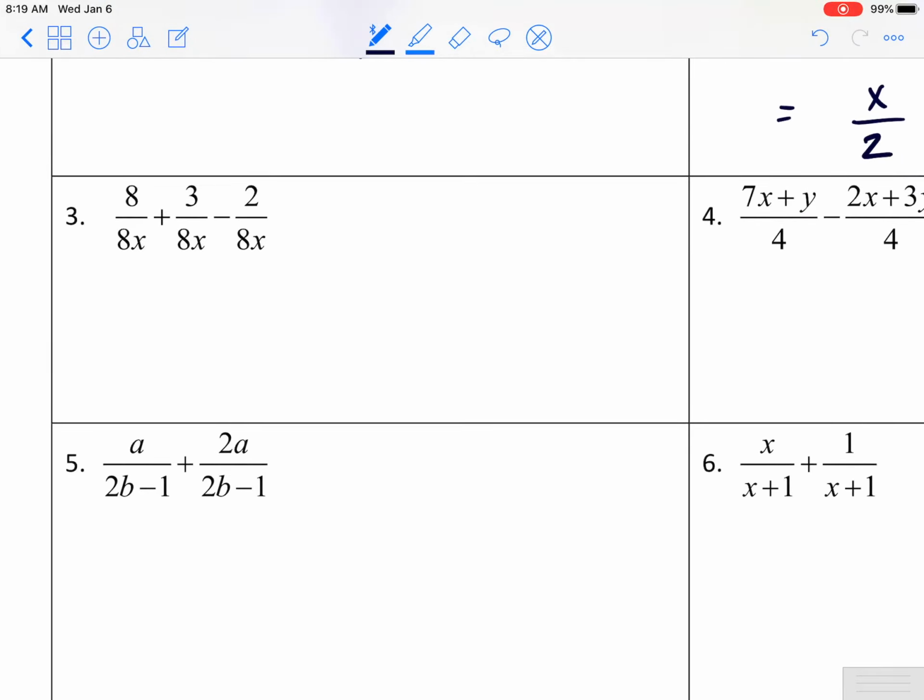All right, number 3. Okay, change that subtraction to addition and change the sign. So I have 8 plus 3 minus 2. So I got 8 plus 3 is 11, minus 2 is 9.